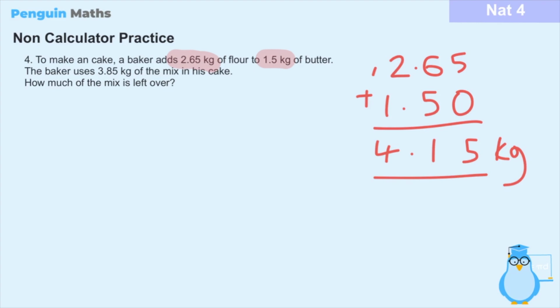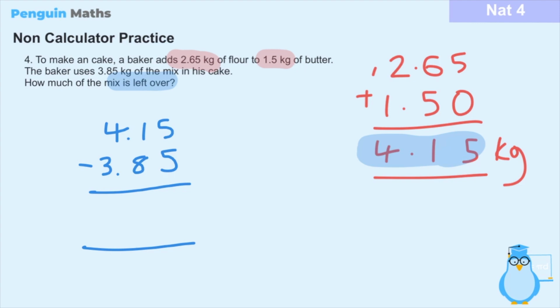And then now if we want to figure out how much is left over, well, what we have to do is take the total amount, so 4.15, we have to use that number and subtract the 3.85 of the mixture that he uses. So we would have 4.15, which was the total, minus the 3.85, which he takes to use the cake, and then we have 5 minus 5, which is 0, 1 minus 8, so we can't do that, so what I'm going to do is carry a 1 over. So we have 11 minus 8 is 3, and then 3 minus 3 is 0.